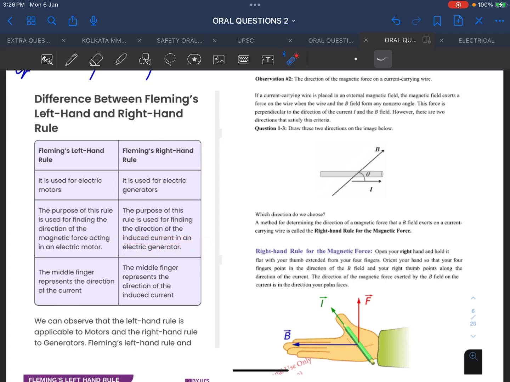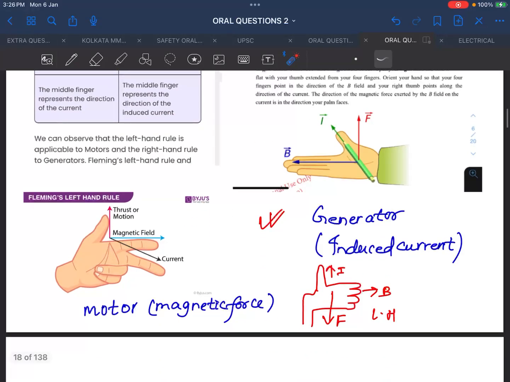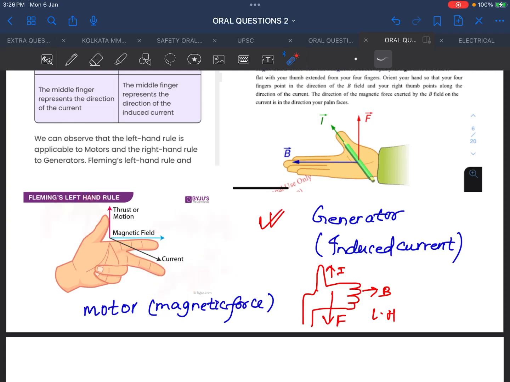in an electric generator. Here the middle finger represents the direction of current, and there the middle finger represents the direction of induced current. This is the thumb, here is our hand, where the thumb is the force or motion, the forefinger is the magnetic field, and the middle finger is current, all at 90 degrees. So this is the Fleming left hand rule, and that is the right hand rule. Okay, I will explain it here.